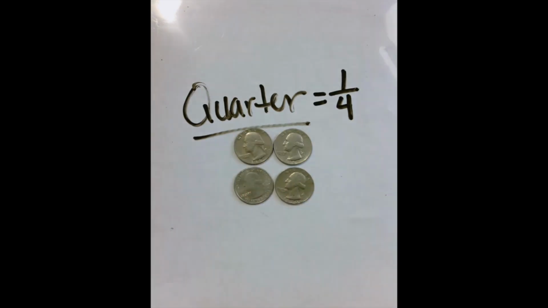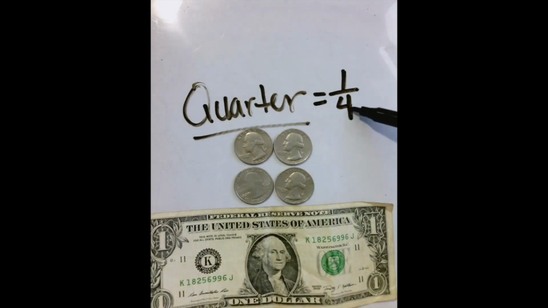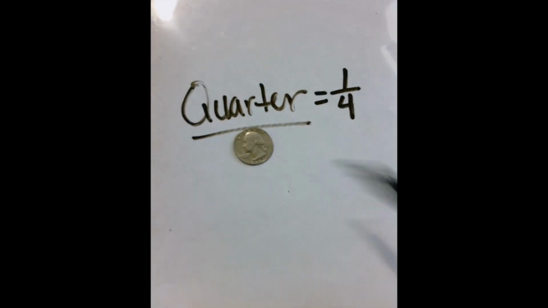So remember always that our denominator means how many pieces there are in the whole. So how many quarters does it take to make $1? Takes 4. So that's where that denominator comes from. And the numerator means how many pieces of the whole you have. You have 1 out of 4. So a quarter is equal to 1/4. That's going to be very important in what you're going to be dealing with today.